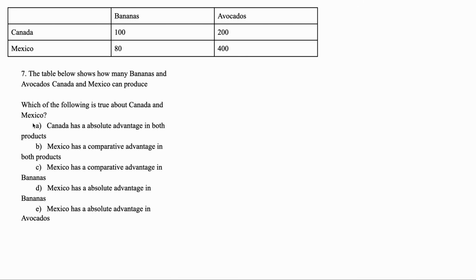B: Mexico has a comparative advantage in both products. We already know that's just wrong. You can't do that. That's not possible. C: Mexico has a comparative advantage in bananas. Let's actually figure this out. Let's do the quick and dirty method.